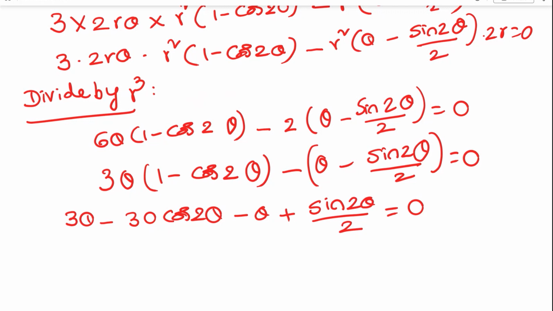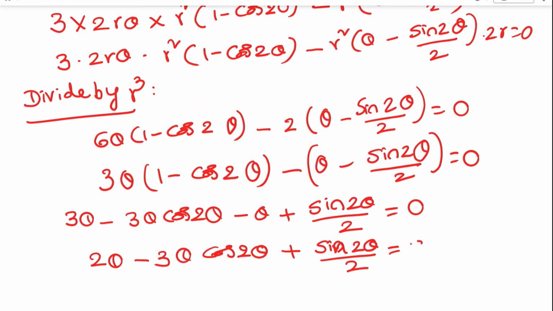Then still what can I do? 3 theta minus theta is 2 theta basically, then minus 3 theta cos 2 theta plus sin 2 theta by 2 is equal to 0. This is our final thing.